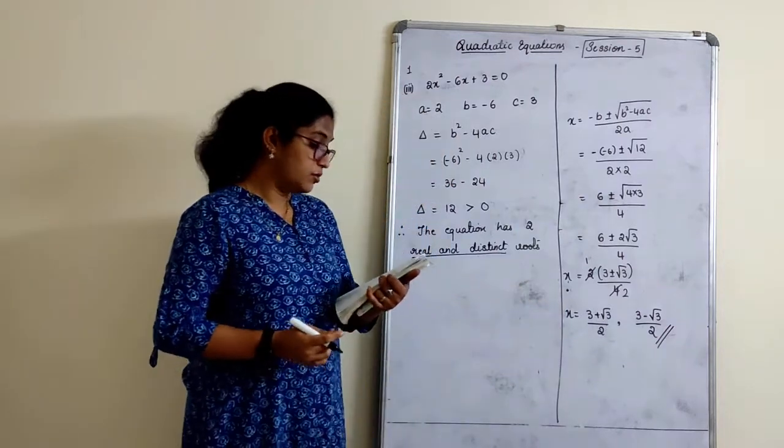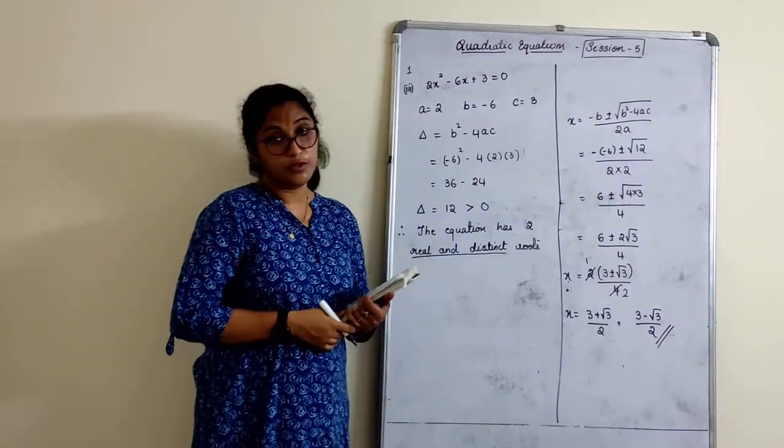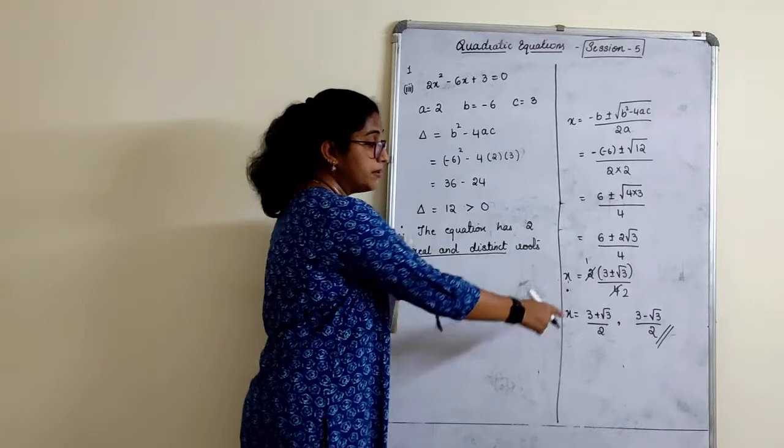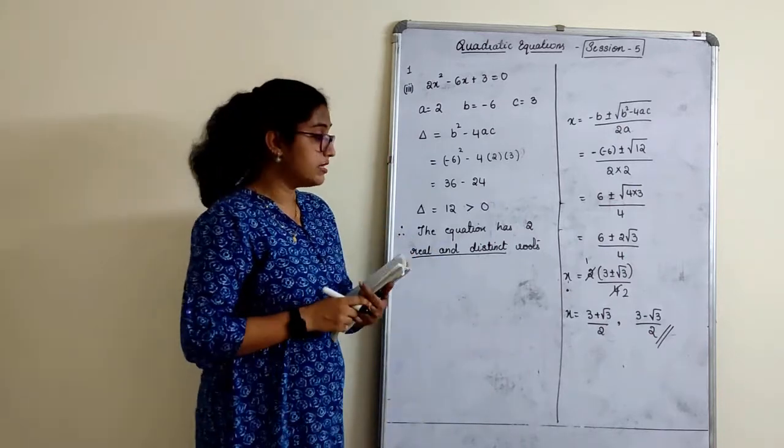So the solution for this equation is, this is how you are going to find it. After taking common, you can cancel. Be very careful in these types of sums.